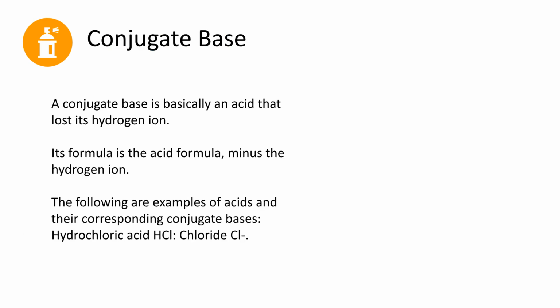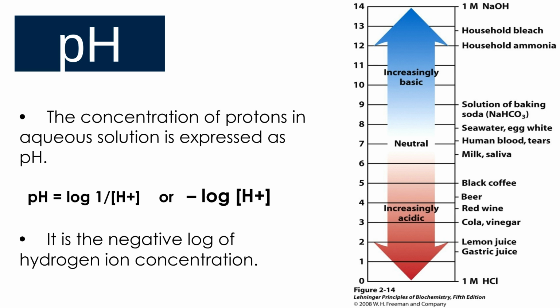A conjugate base is essentially an acid that has lost its hydrogen ion. Its formula is the acid formula minus the hydrogen ion. For example, the conjugate base of hydrochloric acid, HCl, is chloride, or Cl-. The concentration of protons in an aqueous solution is expressed as pH, which is the negative log of the hydrogen ion concentration. The formula is pH equals minus log of the hydrogen ion concentration.